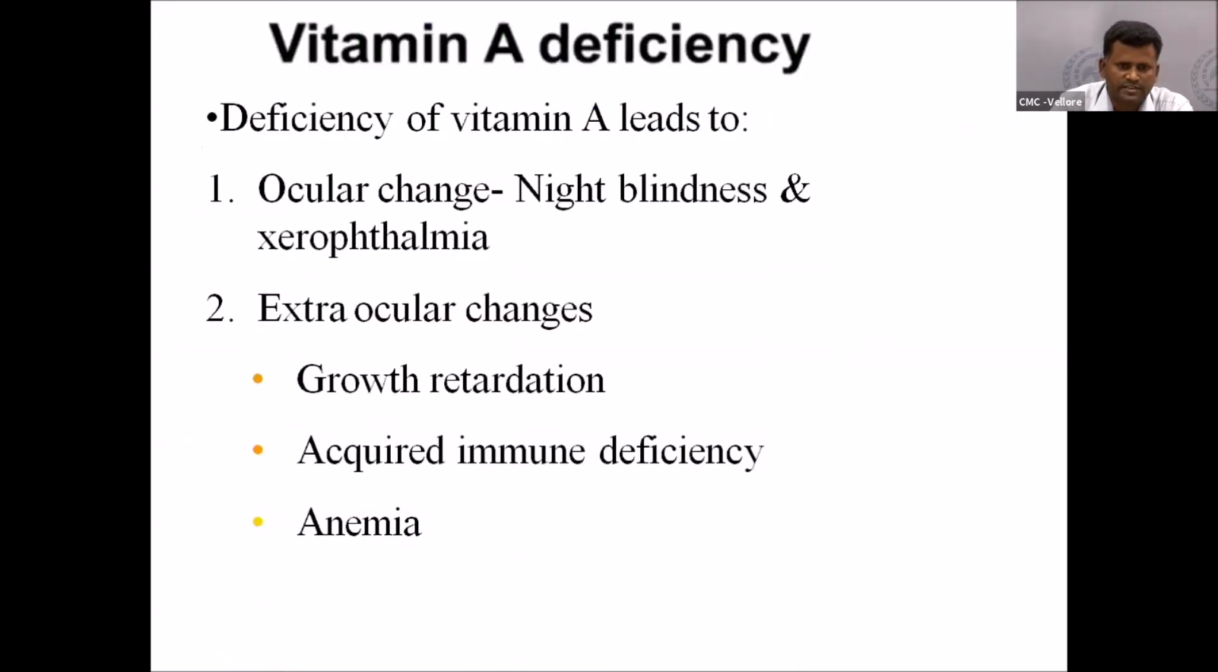So what does vitamin A deficiency cause? It mainly causes ocular changes, that is night blindness and xerophthalmia. And other than ocular changes, there are other effects also, like growth retardation and acquired immune deficiency, and anemia is also possible.